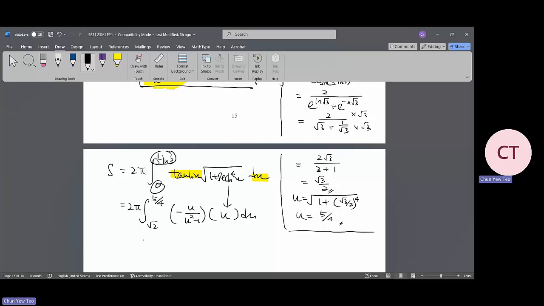Okay. So there's a negative here. You can see that if the negative is gone, then the two values over here need to be swapped. You will get √2 above, 5/4 below. So you will get this one as a positive u² over the u² minus 1 du. Just like that.